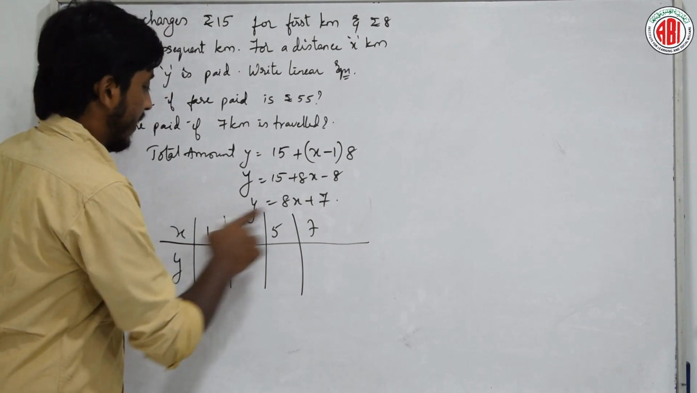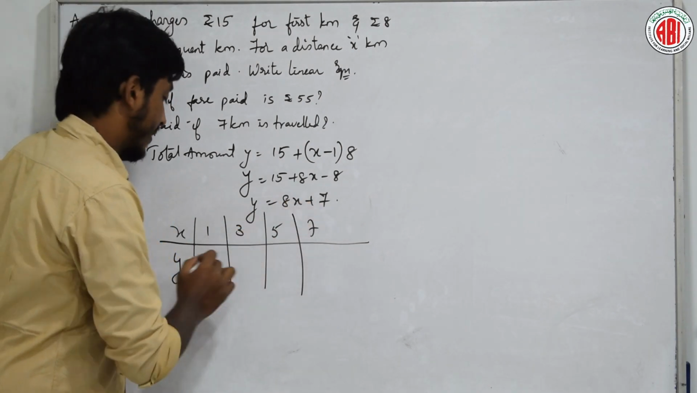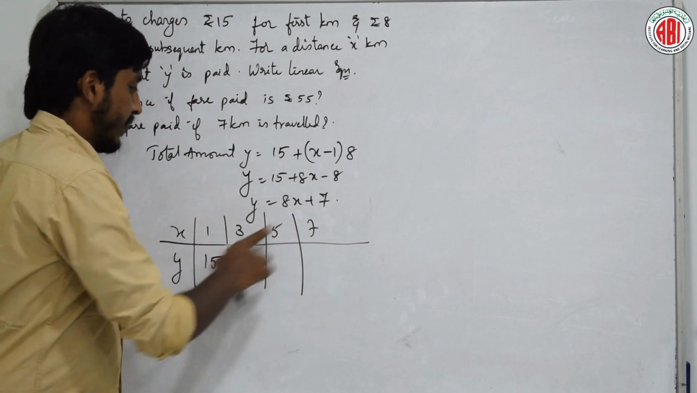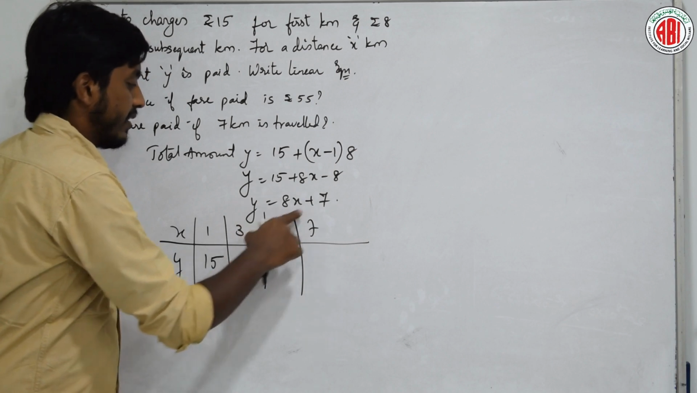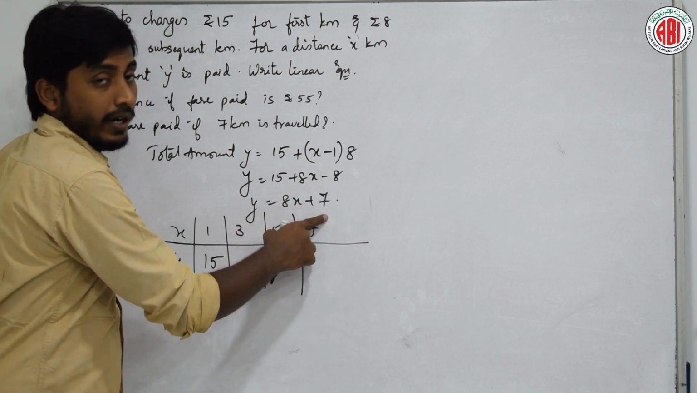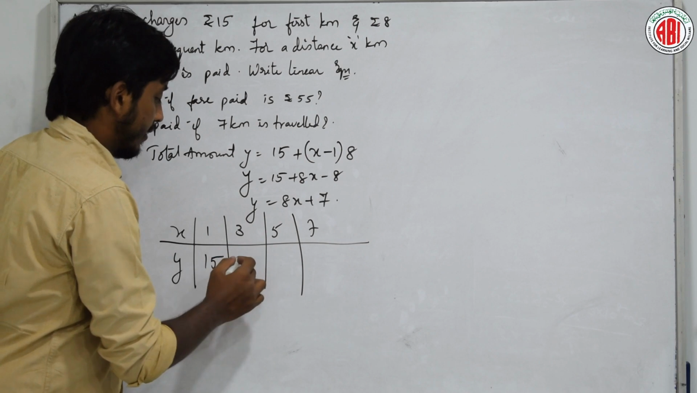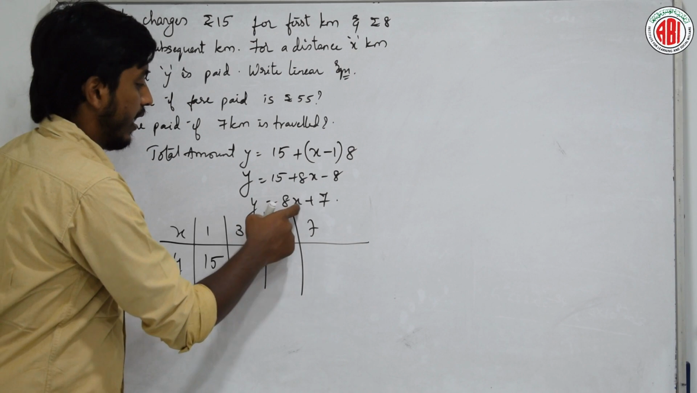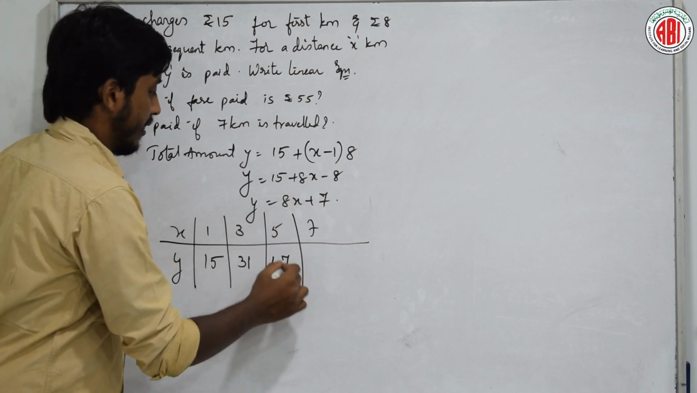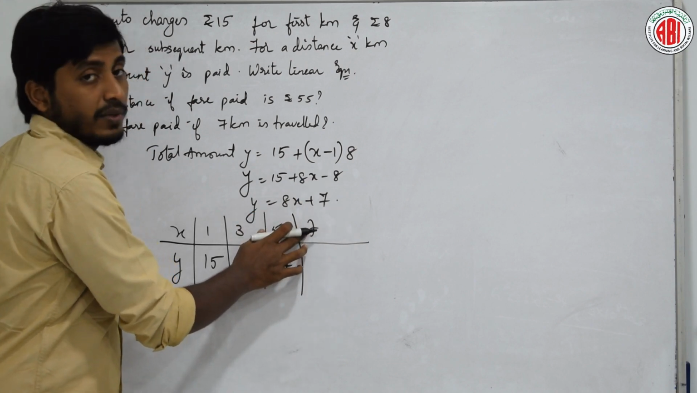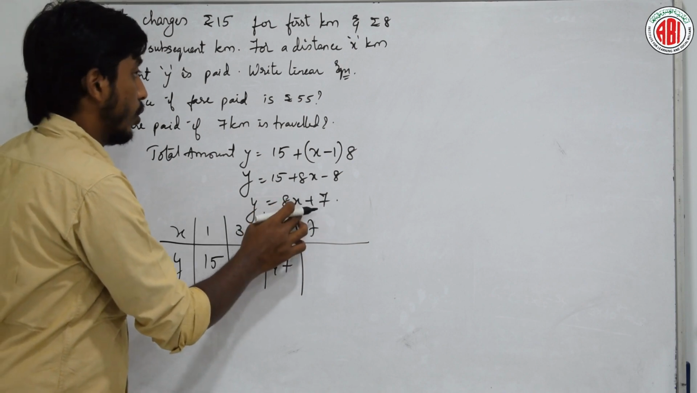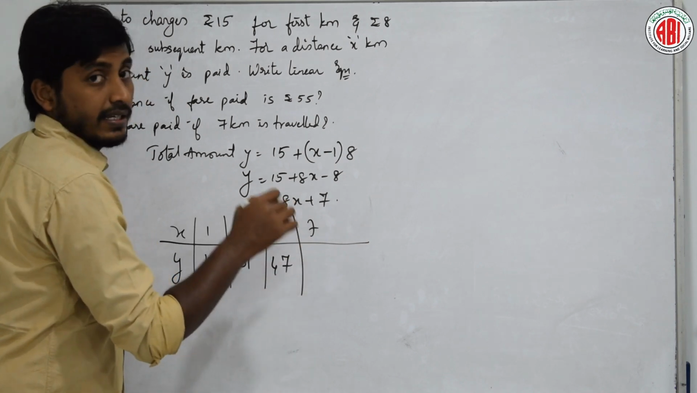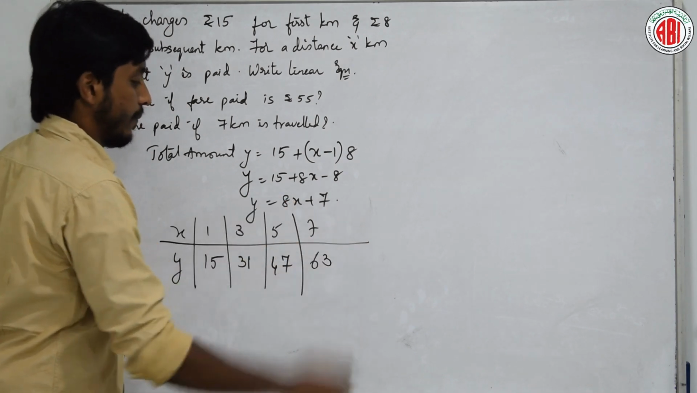Now just check here. If x is 1, 8 ones are 8 plus 7, that is 15. Next, for x equal to 3, 8 threes are 24, 24 plus 7 is 31. Next 5, 8 fives are 40, plus 7 is 47. Next 7, 8 sevens are how much? That is 56 plus 7, that is 63.